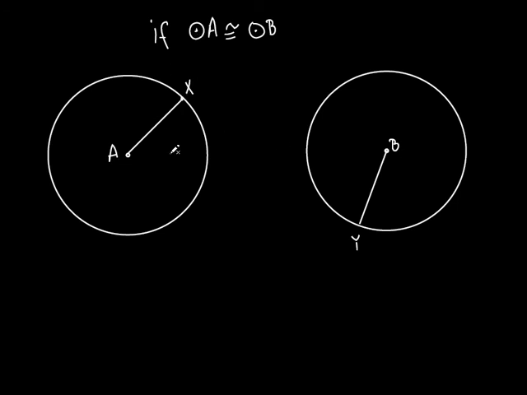All right, so if these two circles are congruent to each other, these two radii must be equal to each other in length. So if I said the circles were congruent and that AX was 5, very easily you should be able to look at BY and tell me what that is. What is it? It's 5, all right?